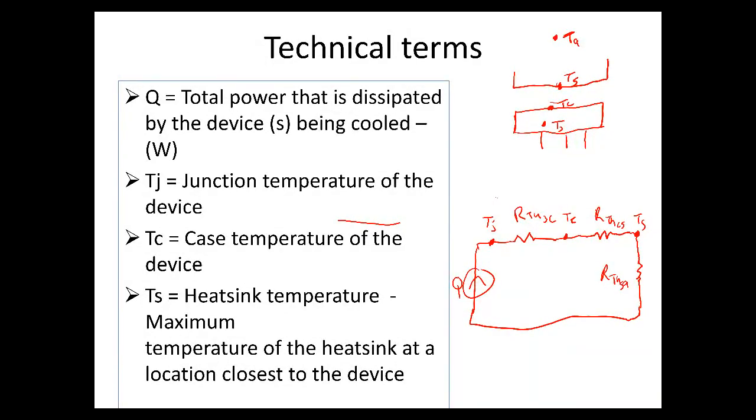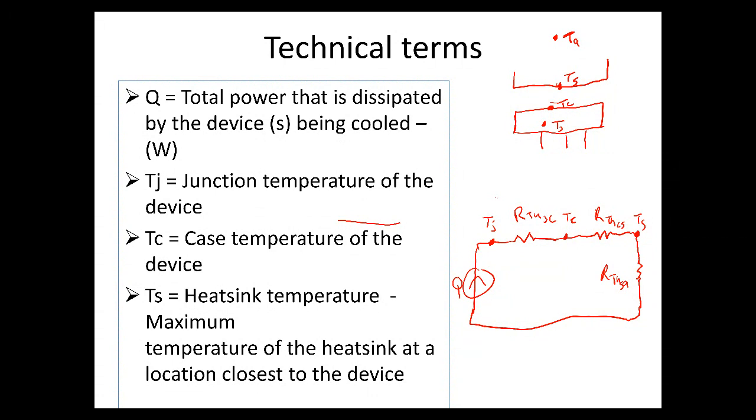Yeah, because it's case and junction, case and junction, right? No, case and ambient. Okay, case and ambient, yeah. So it's between case to sink, RCS, and then sink to ambient. So those two resistors. Okay.